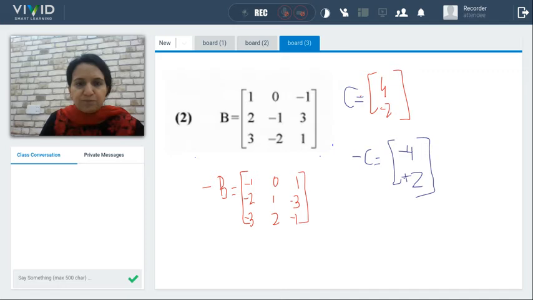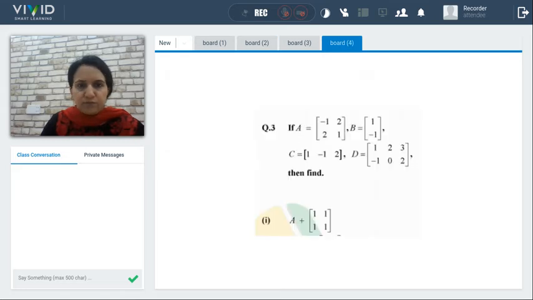Question number 3 is: if A is equal to -1, 2, 2 and 1, some matrices are given: A and B, C and D. There are 4 matrices. Then find A plus the matrix 1, 1, 1, 1. We have to find the solutions by adding these matrices into the given terms. So this is question number 3 in front of you.